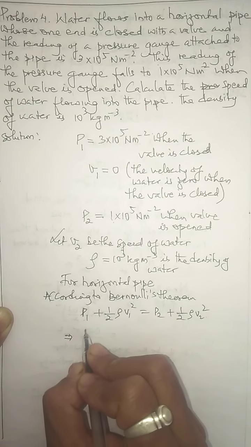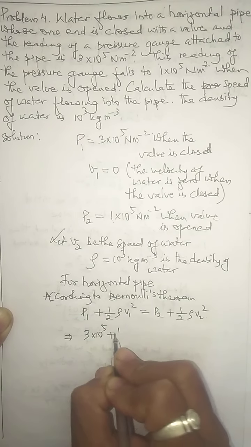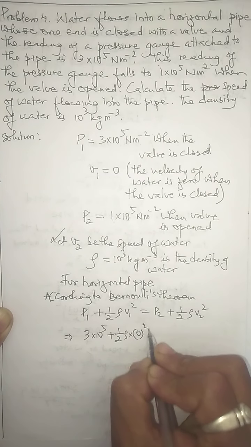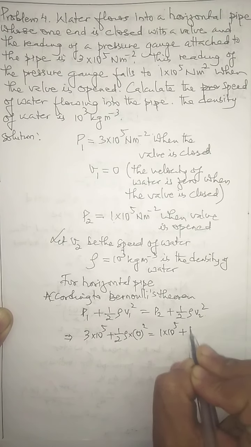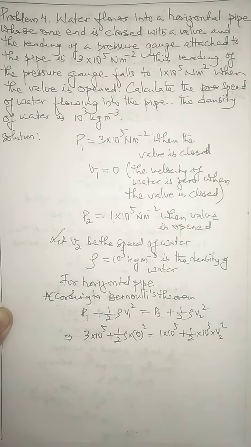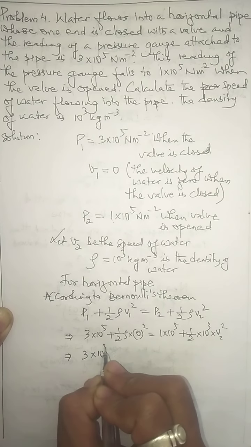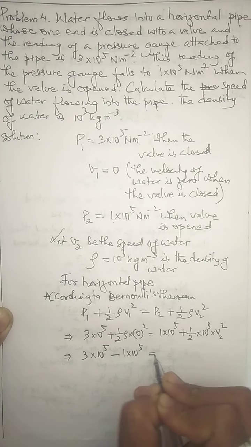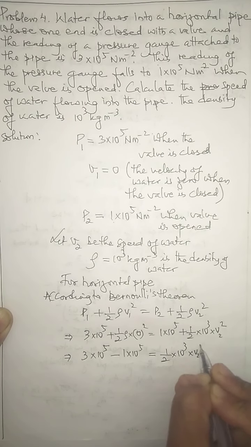So let me just substitute the values. P1 is 3 into 10 to the power 5 plus half rho, and v1 is already 0, so 0 with whole square, equals P2, which is 1 into 10 to the power 5, plus half rho, which is 10 to the power 3, times v2 square. Now this quantity is 0, so I write 3 into 10 to the power 5, and bringing this to the left hand side, minus 1 into 10 to the power 5 equals 1 by 2 into 10 to the power 3 into v2 square.